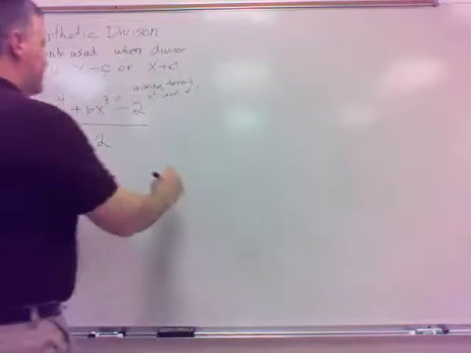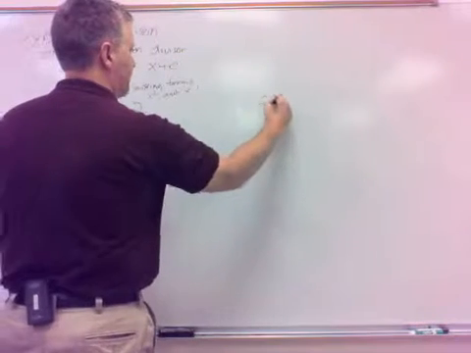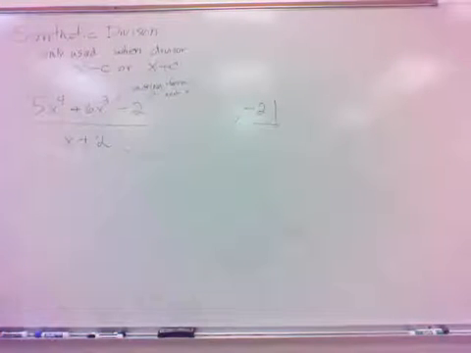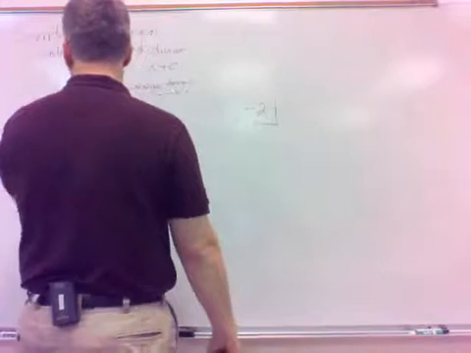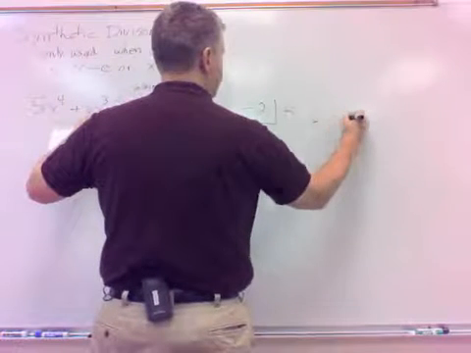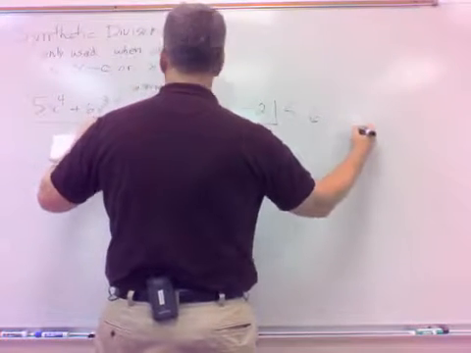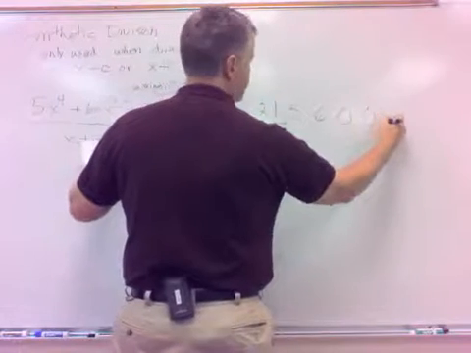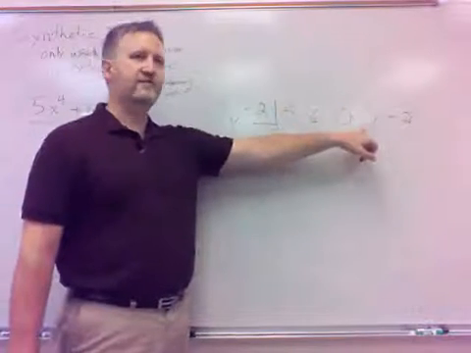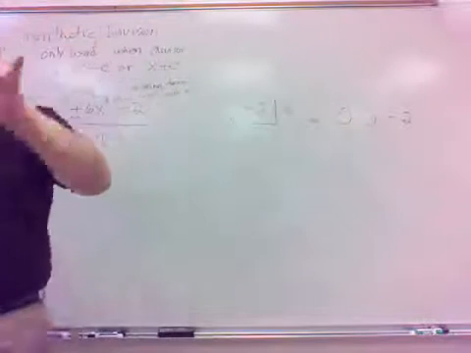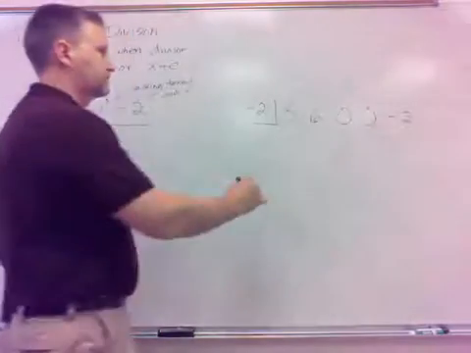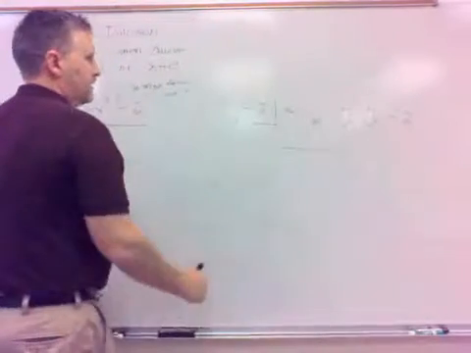Okay? All right, so start the synthetic. Put the opposite of this number down here, negative 2, in the box there. Then alongside that, I'll put the coefficients of what I'm dividing. So that would be 5, then 6, then what? 0, then another 0, and then minus 2. Why 2 zeros there? Well, that's for the x squared, and that's for the x. So any missing terms, fill those in with zeros.